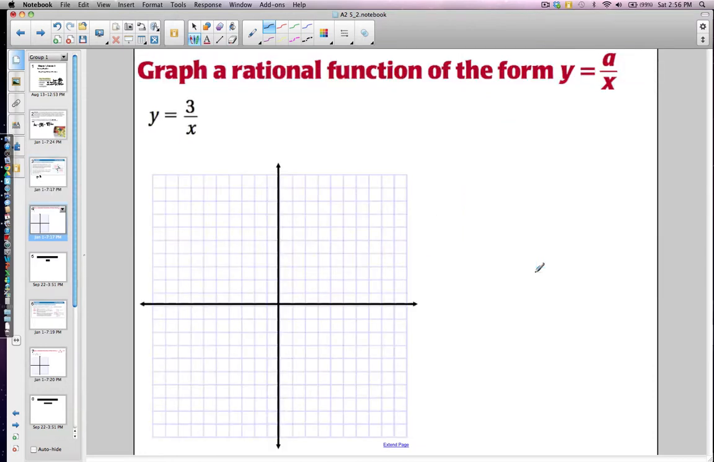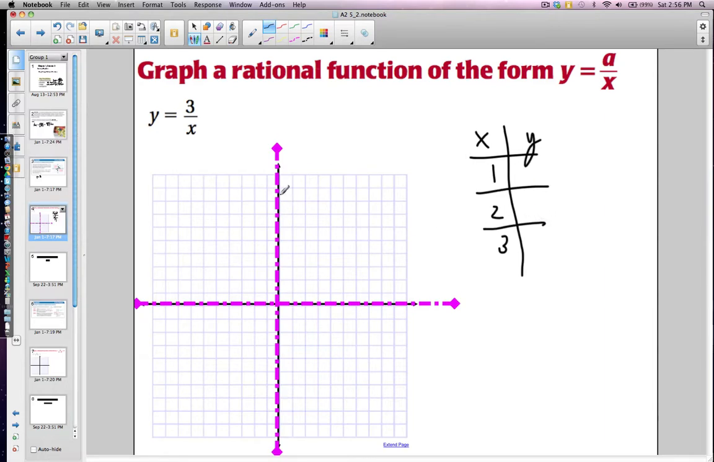Okay, if I wanted to go ahead and graph in the parent function form, I know that my asymptotes are going to be at the x and y axis. So I'm going to go ahead and I'm going to drop one there and one there. Those are my asymptotes. I know that I'm going to do an input-output table for the right or left side. It doesn't make any difference. I'm going to do the right side, so I'm going to do 1, 2, and 3.